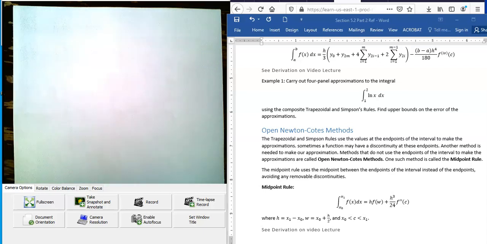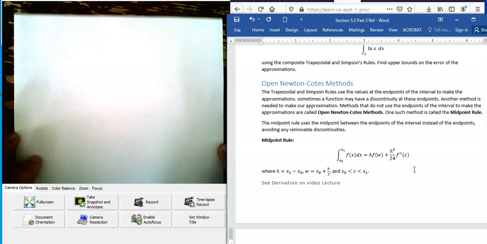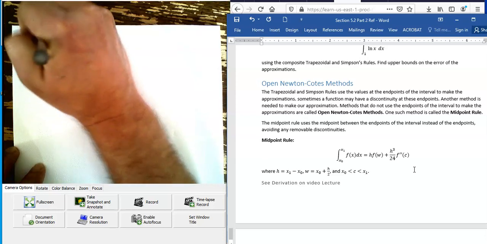Now we're going to talk about open Newton-Cotes methods. We require these methods when we are dealing with a function that has discontinuity at the endpoints of the a-b interval or within the interval that we are approximating the integral for. So one of those methods is called the Midpoint Rule, which is given here. I'm not going to go through the proof of that, but I will show you where it comes from.